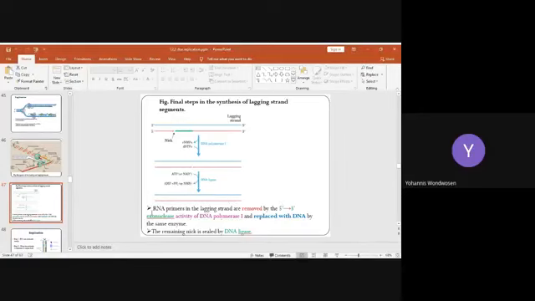As I told you, RNA primers in the lagging strand are removed by the 5' to 3' exonuclease activity of DNA polymerase 1, and those primers are replaced by new DNA, because DNA polymerase 1 has synthesis capacity from 5' to 3' direction as well. And the remaining gap is joined together by the DNA ligase activity we have seen.